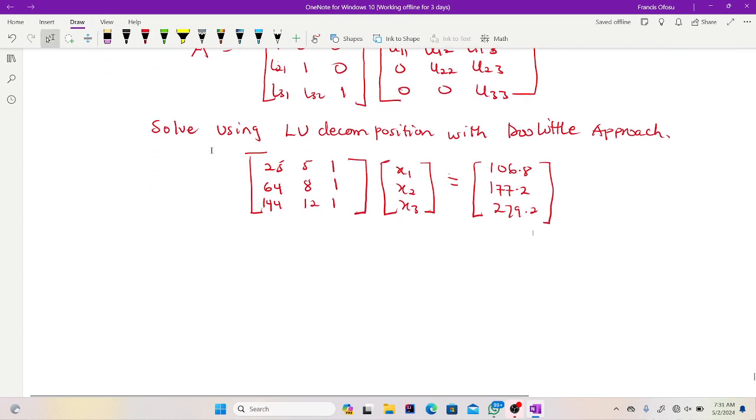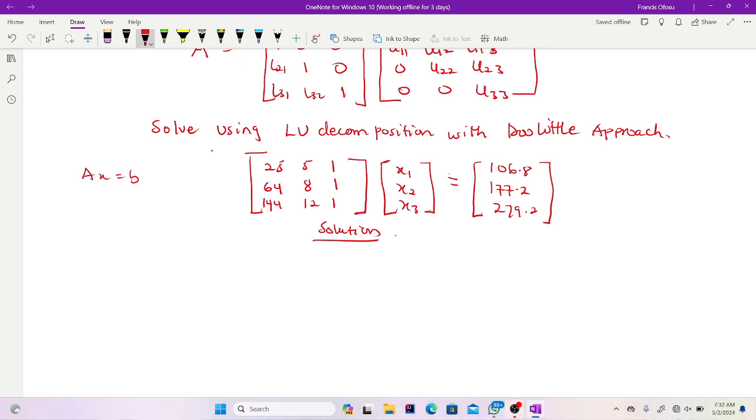So let's solve this problem. In solving this problem, you need to identify the components of your system. This is the coefficient matrix represented as A. So when I write AX is equal to B, this is the A, this is the X, and this is the B. Okay. So our goal is to take A out and decompose it into LU. So A, which is 25, 5, 1, 64, 8, 1, 144, 12, 1, should be decomposed into an LU form.